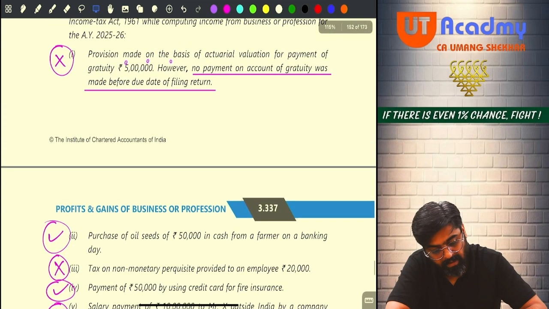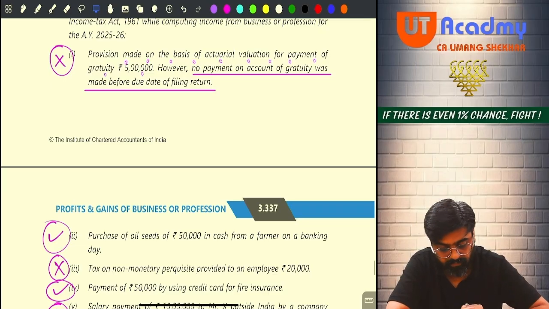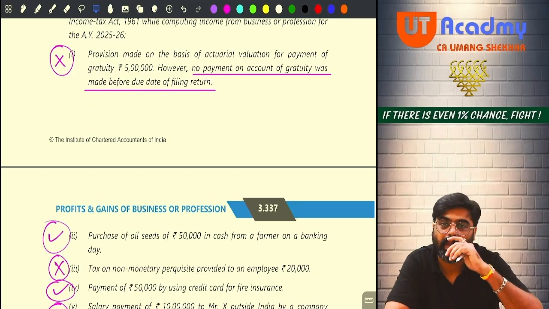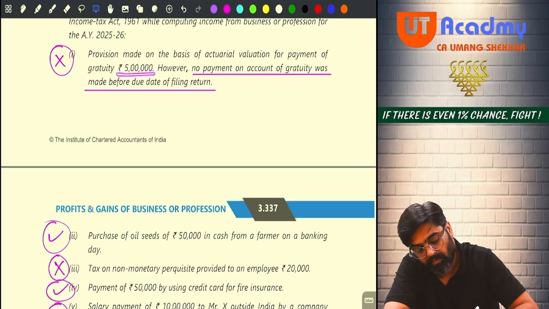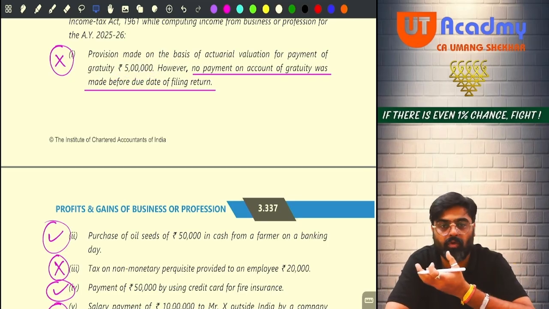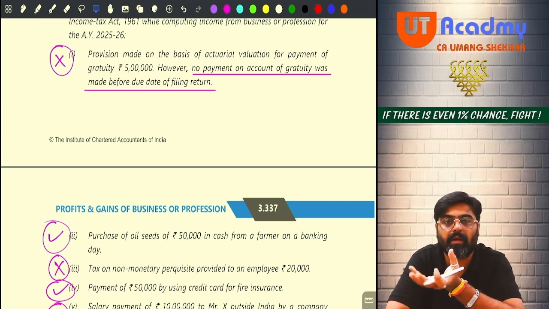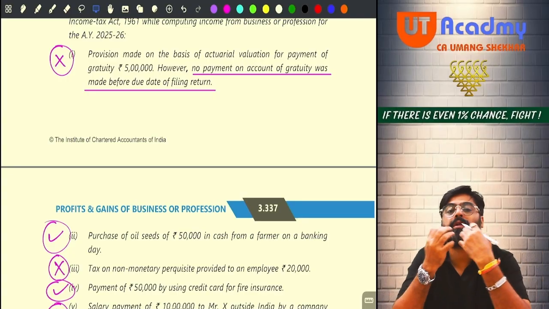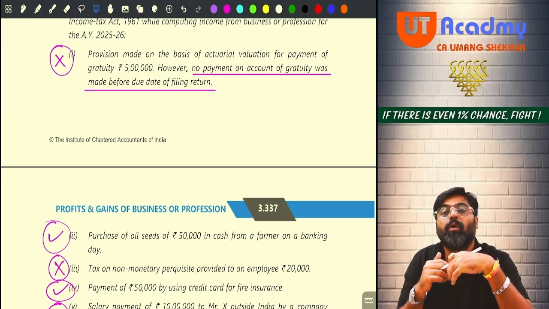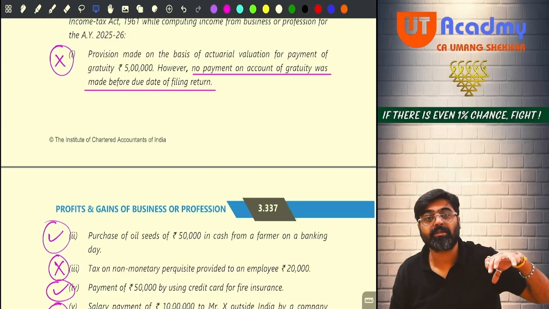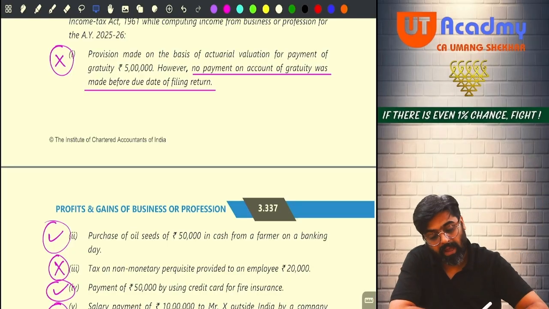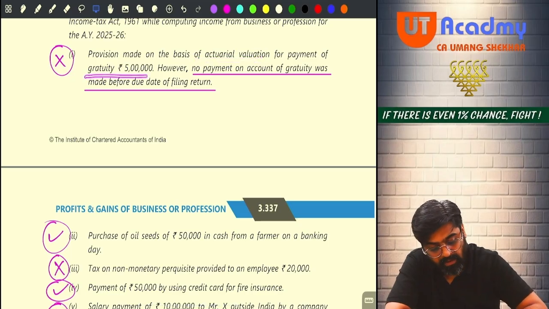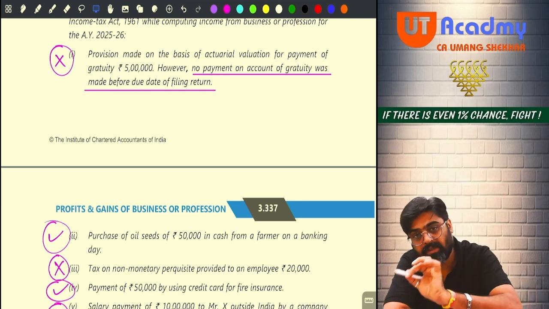First one, provision made on the basis of actuarial valuation for payment of gratuity, 5 lakhs. However, no payment on account of gratuity was made before the due date of filing ROI. You have made a provision of rupees 5 lakhs based on the actuarial valuation. Whenever you create an approved gratuity fund, you have to contribute some amount to that fund. So how much amount will you contribute? Actuarial valuation is done for that amount which you have to contribute and pay as gratuity. So actuarial valuation was done, and according to that, payment of gratuity of rupees 5 lakh has to be made. For that, the provision is also to be made.